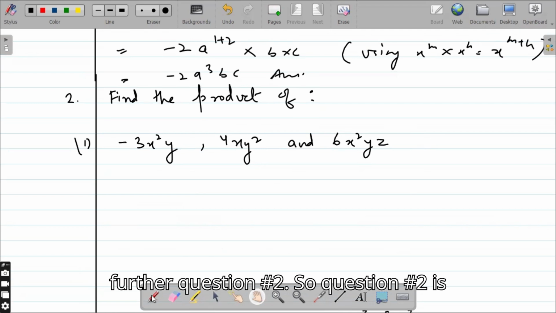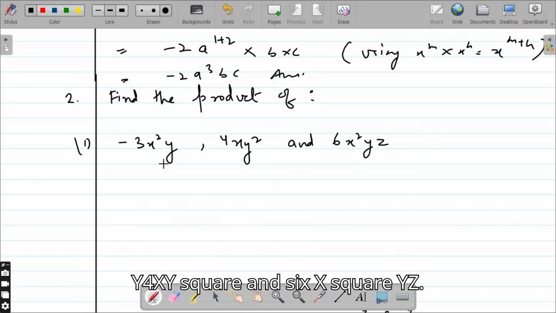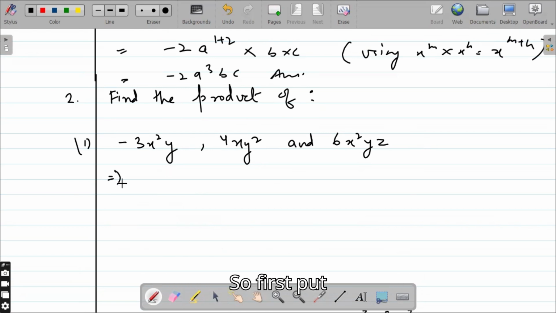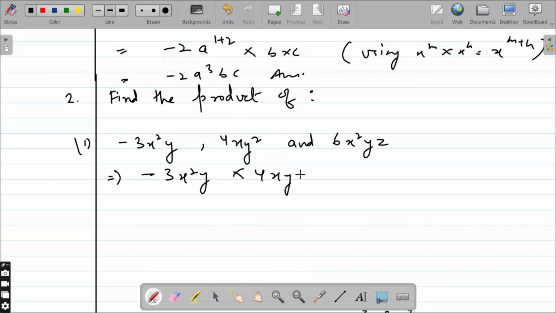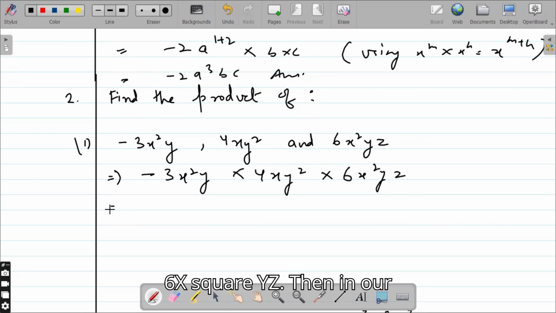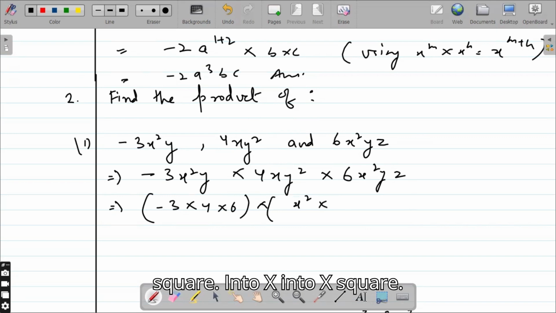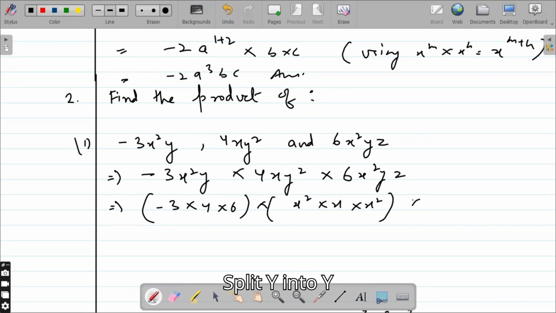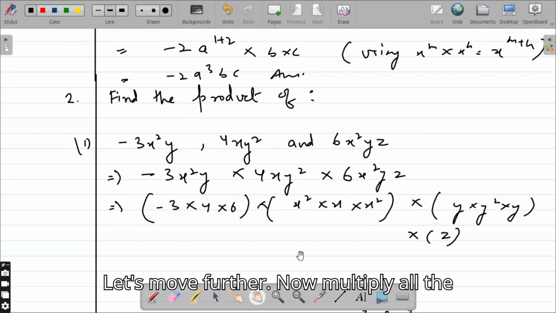Let's move further. Question number 2. Find the product of minus 3x square y, 4xy square and 6x square yz. So first, put a multiplication sign in between all the expressions or all the terms. Then in our next step, split all the constants and all the variables: x square into x, y into y square into y, and at the end into z.